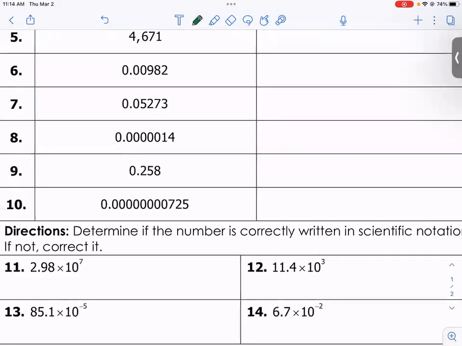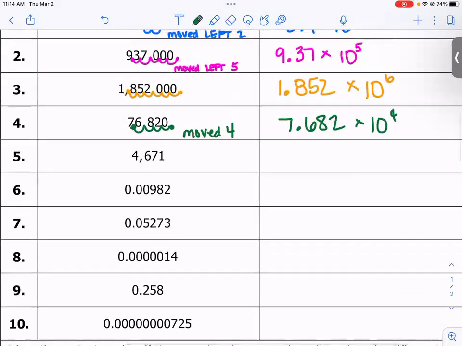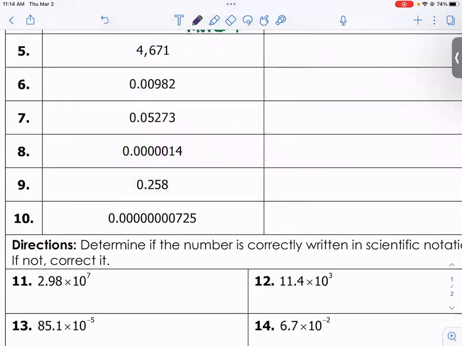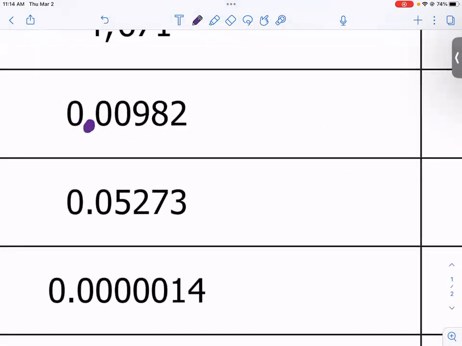that's a pretty small number. Do you notice how it looks different than up here? Okay. So now when we have decimals, we have numbers less than 1. We're going to have to move our decimal the other way. So go ahead and put your pencil on the decimal. Put it on the decimal for number 6.